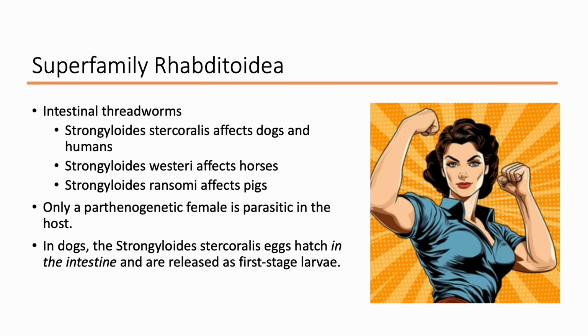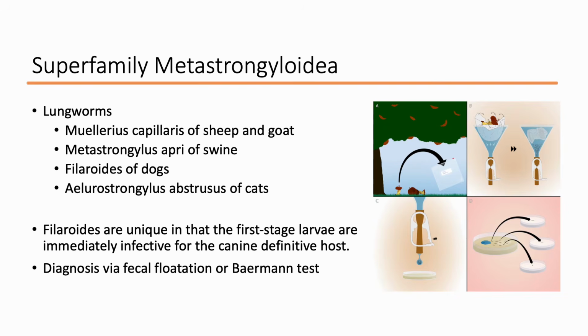And then the other interesting thing in dogs, the Strongyloides stercoralis eggs, they hatch in the intestine and they're released as a first stage larva. So remember, for most of our nematodes, the eggs are released in the feces. But in this particular parasite, the eggs hatch inside the intestine. And so by the time they're released in the feces, they are already a first stage larva. And so that's a little unique for a nematode.